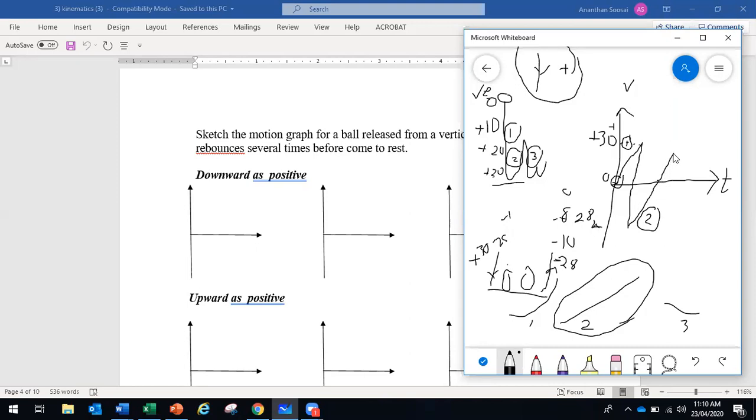Without air resistance, it bounces up with 28, negative 28. When it reaches the ground, is it going to be 28 again? If no air resistance, it will reach 28. If you throw an object with 10 meters per second, it should reach your hand back again with 10 meters per second, but in the opposite direction. The magnitude will be 10 meters per second if there is no air resistance.